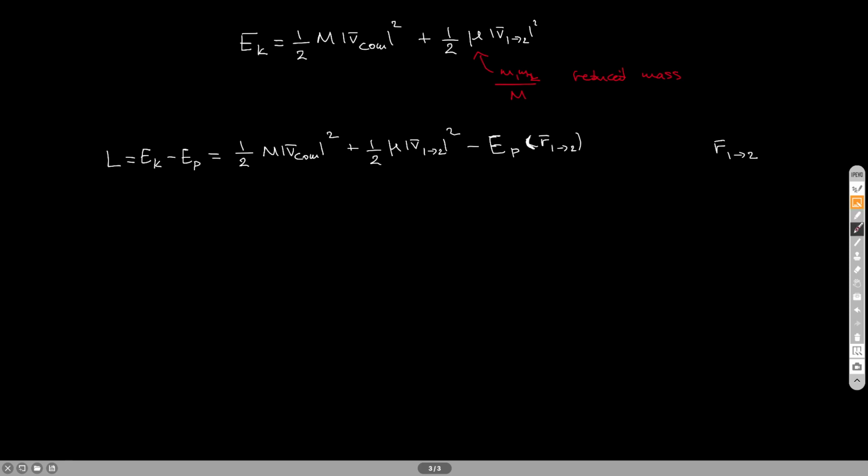So I can call this, if you want, the Lagrangian of the center of mass, and this will be the Lagrangian of everything else relative to the center of mass. So this quantity here is the center of mass part of the Lagrangian. This is the rest of it. The important thing is that these two only depend on one quantity, the position vector from 1 to 2.